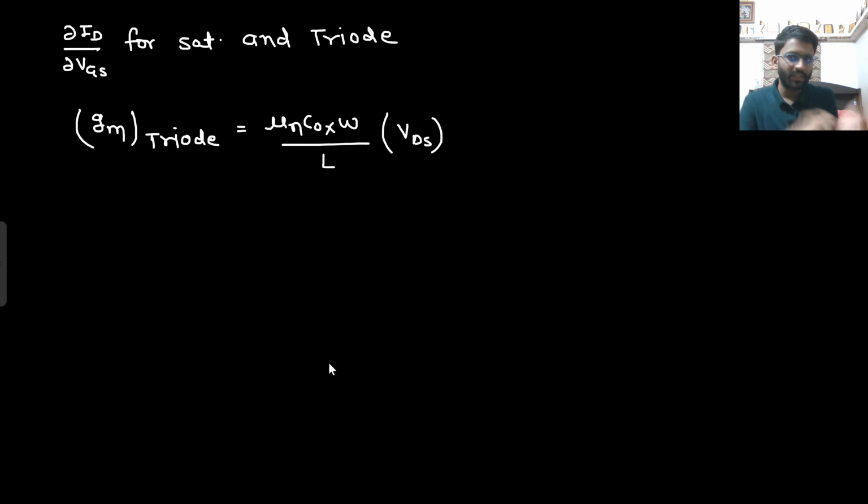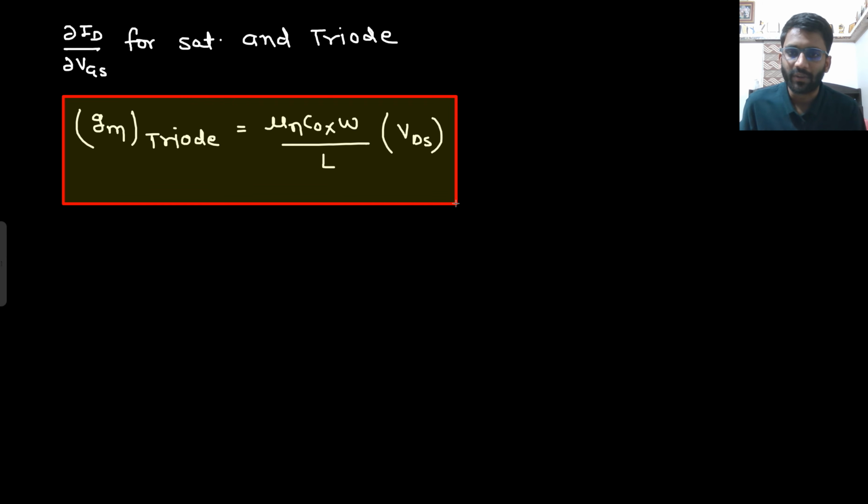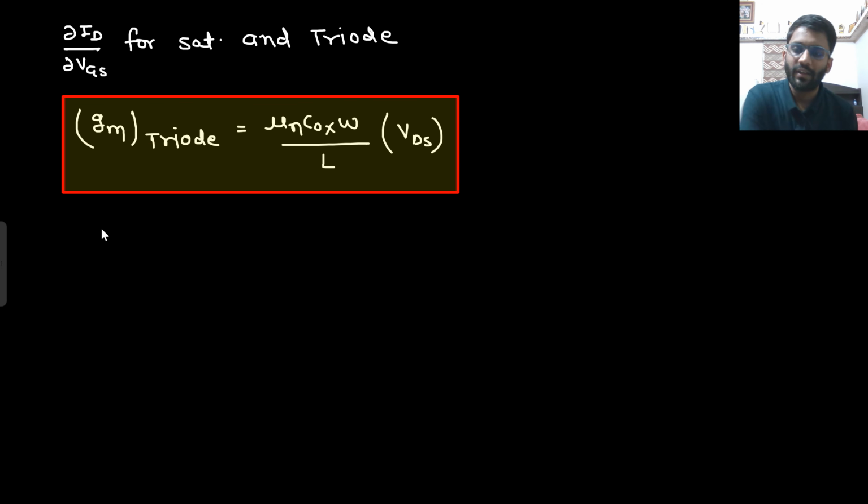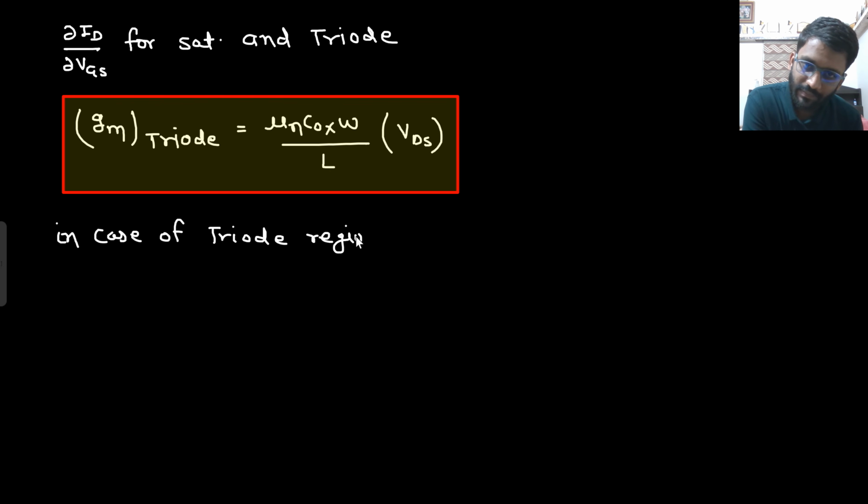You write down the current expression and differentiate it with respect to VGS. So VDS square by 2 will be 0 because the differentiation will be 0. VGS minus VT will be 1 only, and VDS will remain there. So this is the GM of triode region. In case of triode region, VDS is less than VGS minus VT. That means VDS is very low.